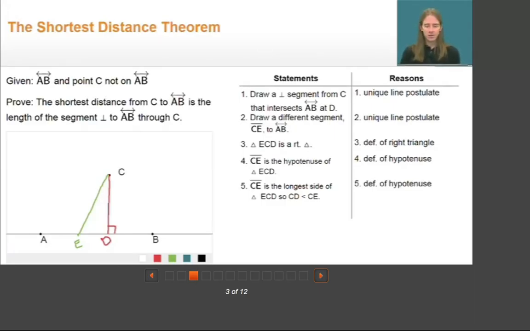But I want you to notice now that in step 5, we've actually gotten what we needed. We started with any other line segment than CD, and we showed that we can always make this right triangle. And when we do that, we always end up with the hypotenuse being longer than CD. So this actually proves that the shortest distance from C to line AB is the length of the line segment CD. This is exactly what we concluded in step 5. So this proves the shortest distance theorem for us.